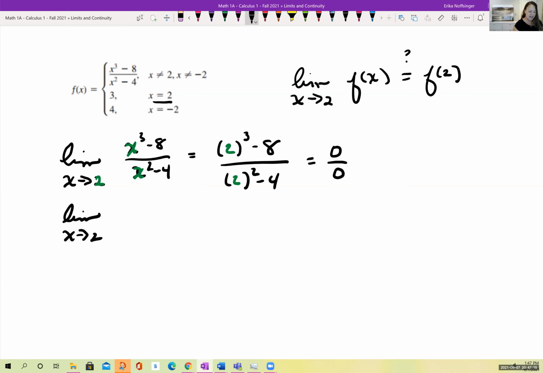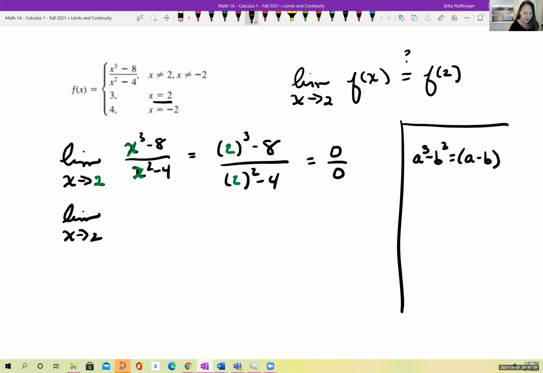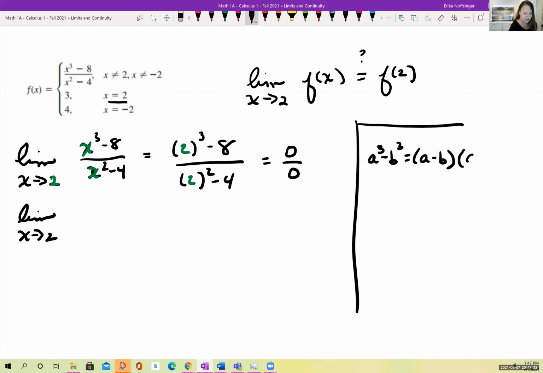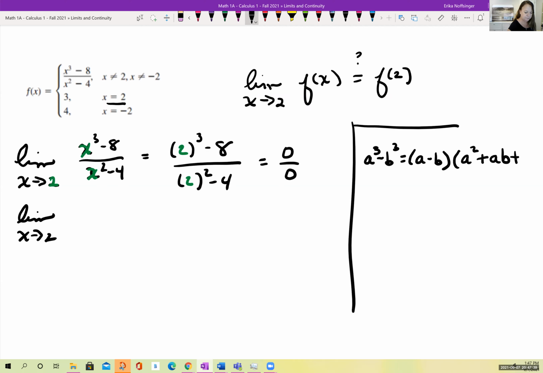I noticed that I have an x cubed minus 8. So just kind of review about factoring. If you notice there was a difference of cubes there. So a cubed minus b cubed. If you have a difference of cubes, that's factorable. And that factors as a minus b all times the quantity a squared plus ab plus b squared.